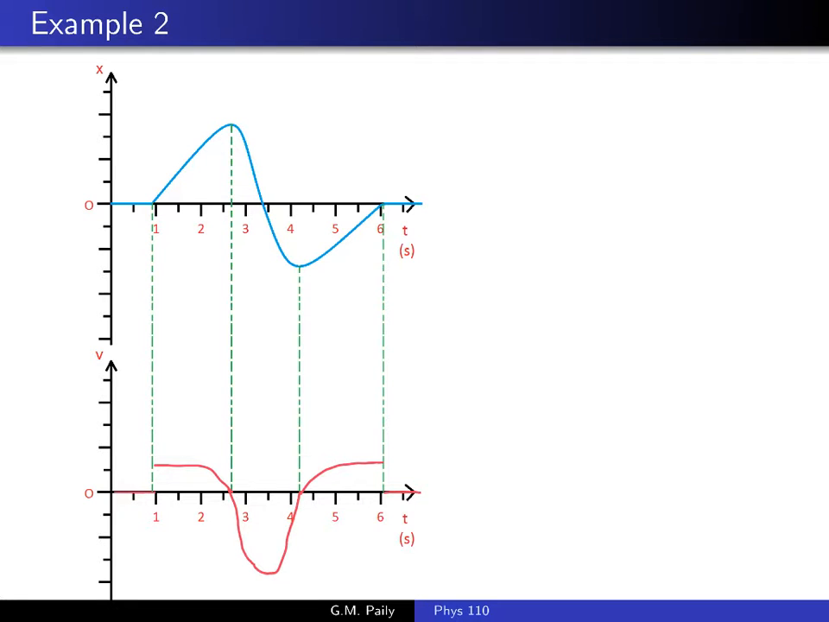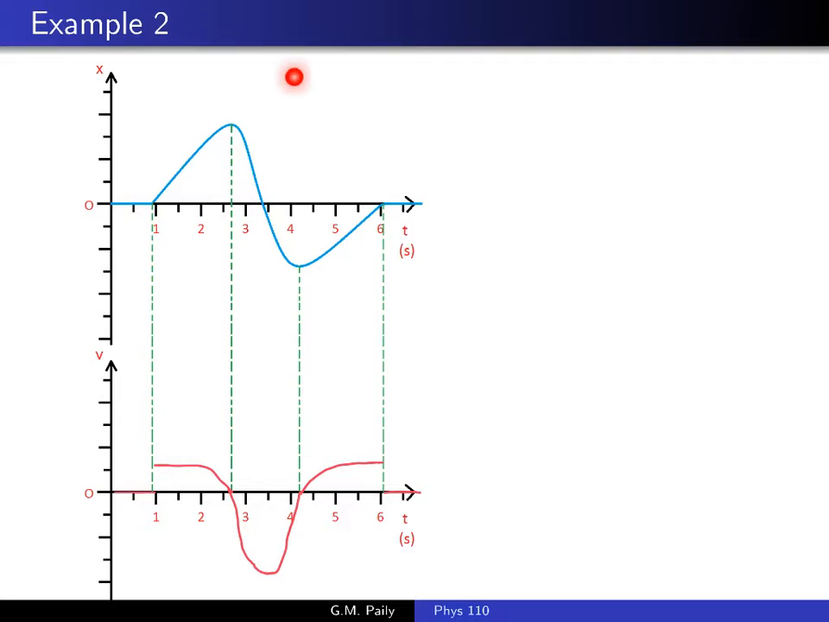One other final check we can do is to keep in mind something we will see in a bit more detail later, which is that the area under the curve for a velocity versus time graph gives you the displacement.